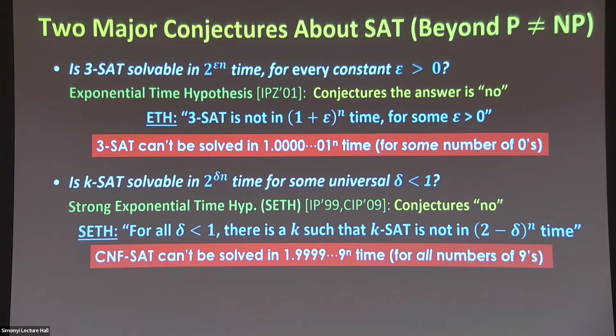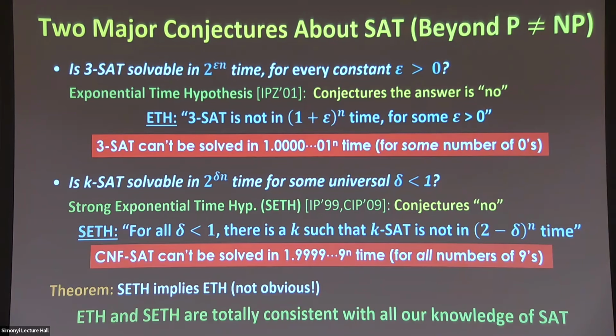Another way of thinking about this is that if I don't put any bound on the clause width, and just look at this conjunctive normal form SAT, this AND of ORs, it can't be in 1.999 to the n time for any number of nines. So you can't even shave any tiny bit off the base of the exponent. A theorem which is totally not obvious is that SETH implies SETH. You need some extra machinery to prove that kind of thing.